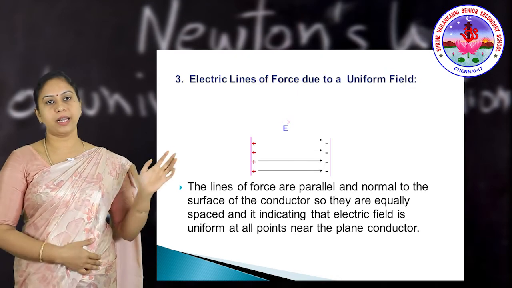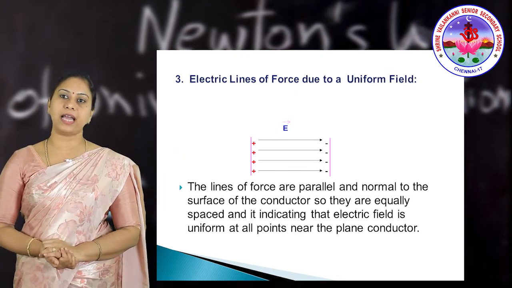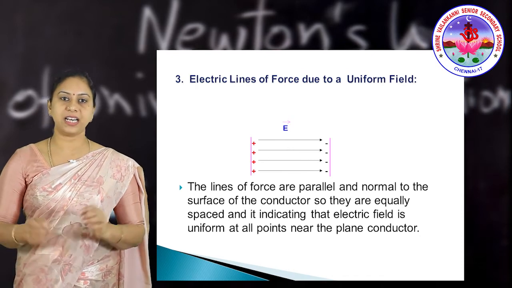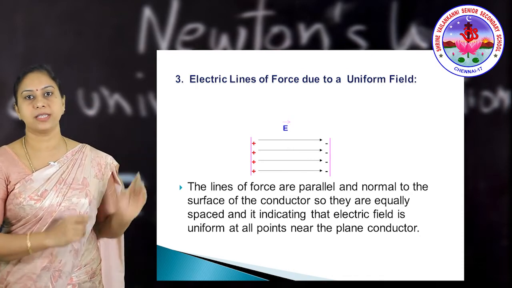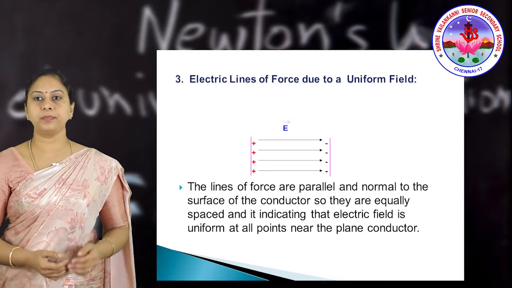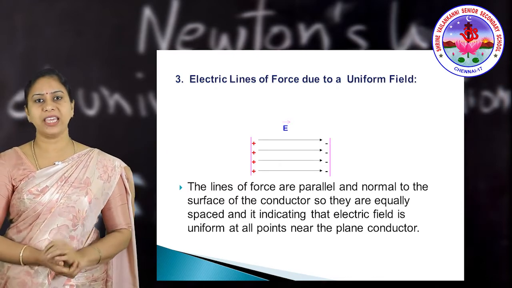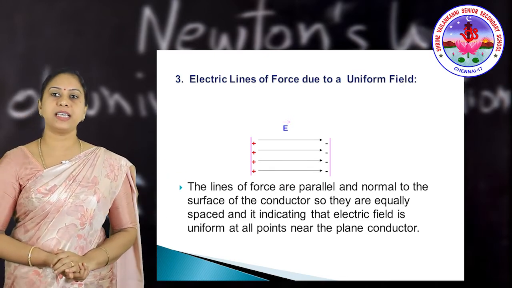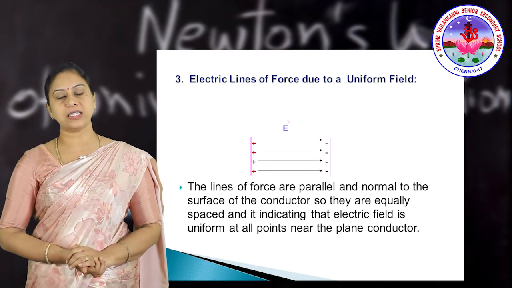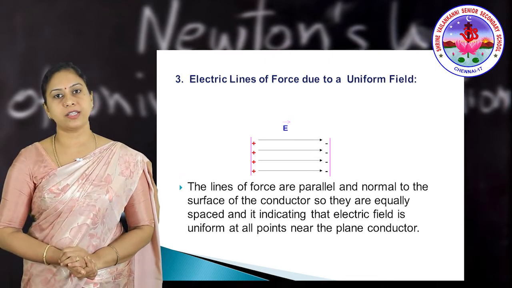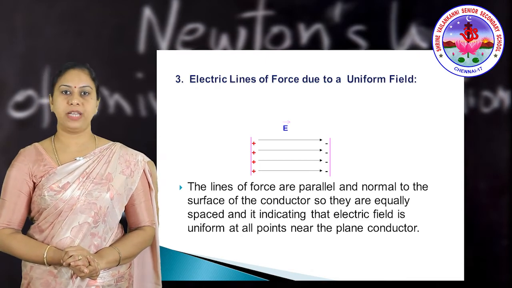The third diagram is for the electric lines of force due to a uniform field. The electric lines of force are parallel and equispaced, and this indicates that the electric field is uniform at all the points. This is the uniform nature of the electric lines of force.